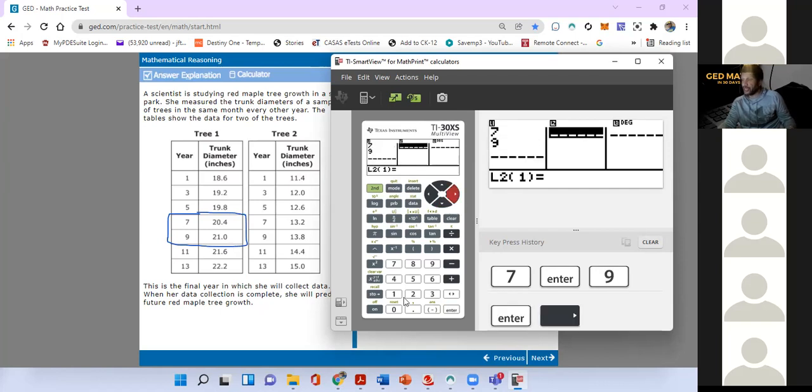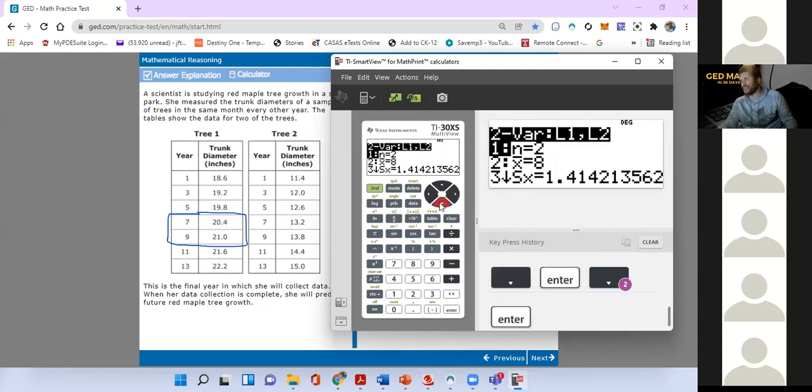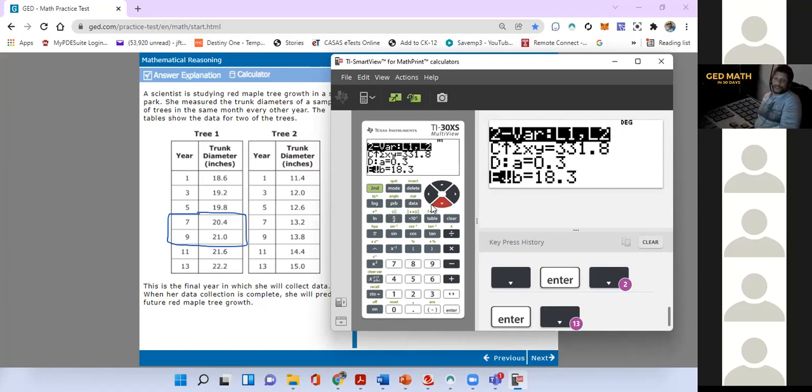Right arrow, second column. 20.4 is my first Y. Enter. 21 is my second Y. Second data, 2 variable, calculate. Bam. 15 seconds. A and B. Slope, y-intercept. Slope 0.3, y-intercept 18.3. 15 seconds.